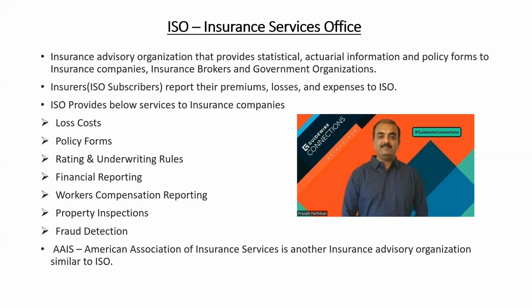This is one of the standard advisory organizations all across the USA. We also have one more advisory organization called AAIS, American Association of Insurance Services. They specialize in policy forms for specialty lines like inland marine and agricultural insurance. So both are advisory organizations. ISO is across the USA, and AAIS is also an insurance advisory organization which provides most of the services that I have listed here.